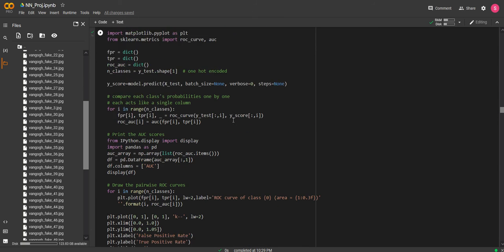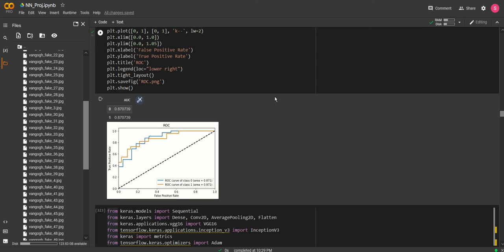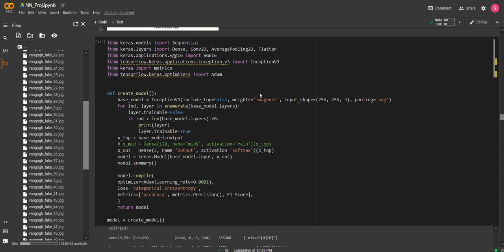Right. So here we have the ROC curve and the area under the curve. You can see that it is pretty far off from the line of random probability, which is indicative of good performance.